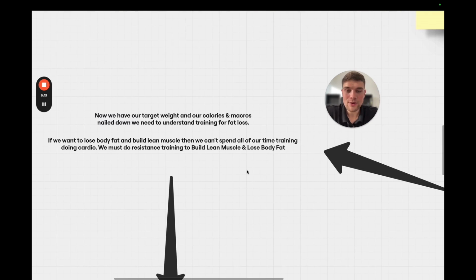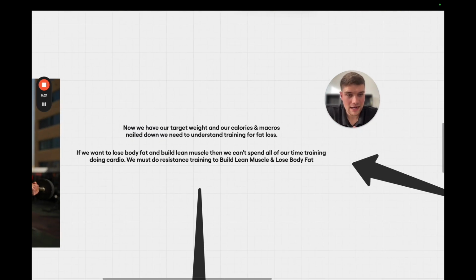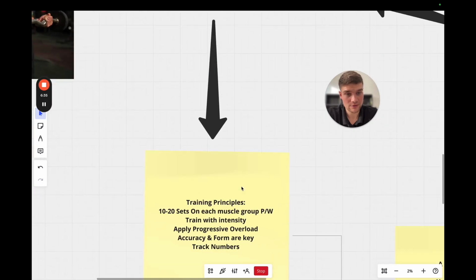Now we have our target weight, and we know what our calories and macros are. We need to actually nail and understand training for fat loss. If we want to lose body fat and build lean muscle, we can't spend all of our time doing hours of cardio, so we need to make sure that we do some resistance training to actually build lean muscle as we lose the body fat.